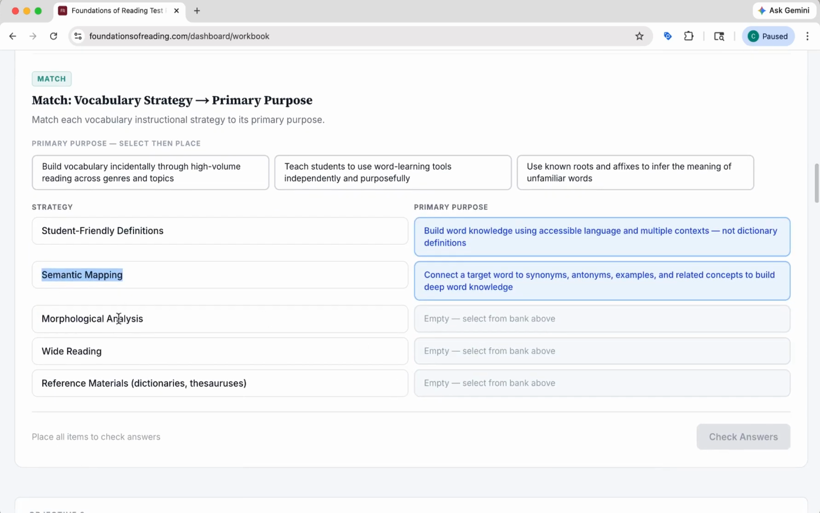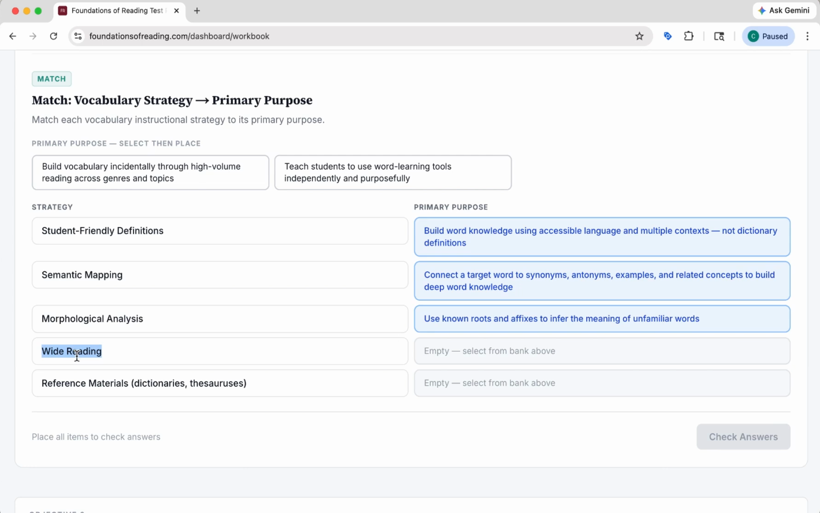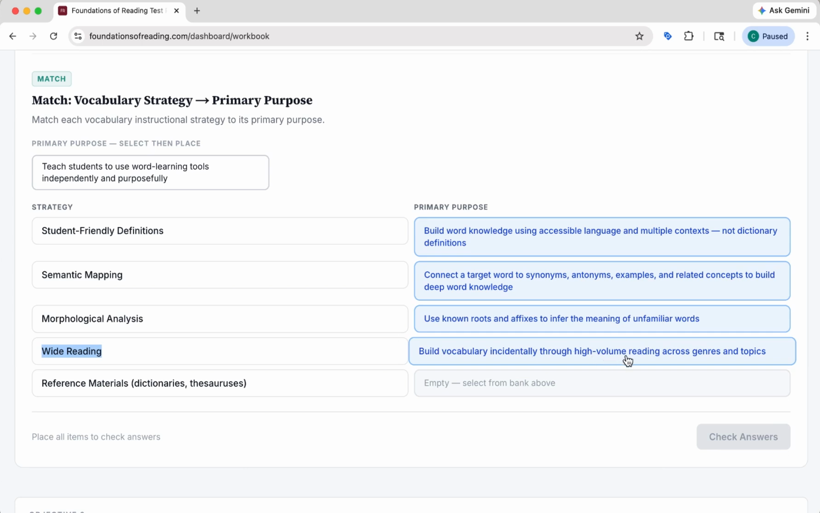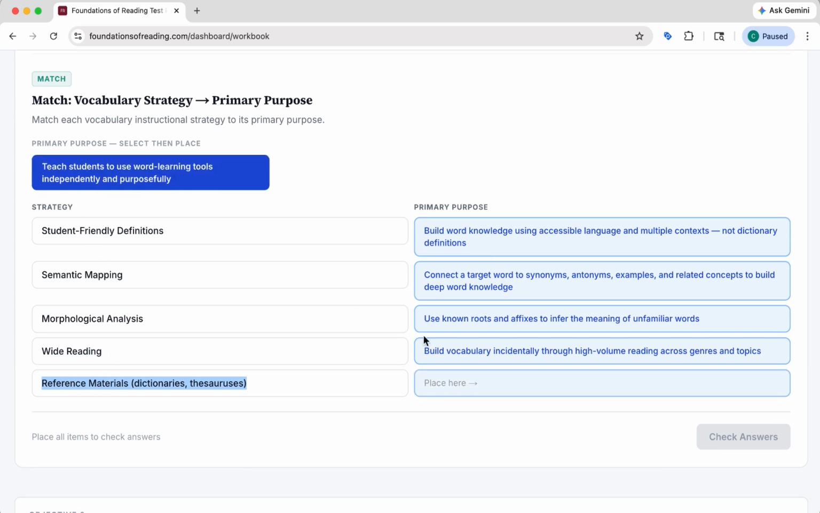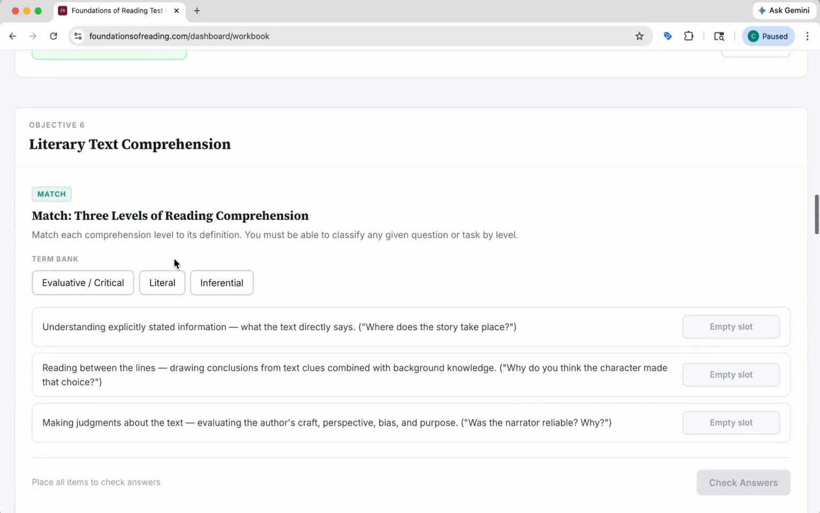Here we go. Morphological analysis. Morphological. Okay, here. Use verb. Oh, yep, right there. Okay. And wide reading. Yep. Build vocabulary through high volume reading across genres. Reference materials. Learning tools. Independent. Yep, that looks good. Let's check. And we are good.